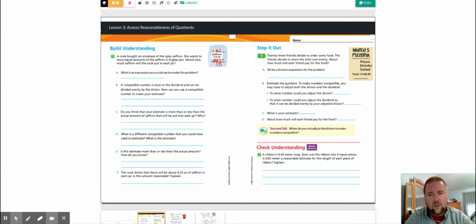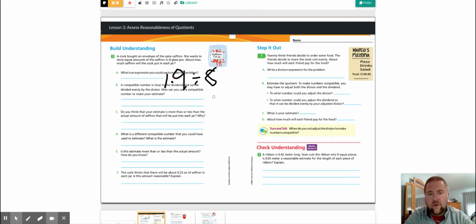All right, so problem number 1, it says a cook bought an envelope of the spice saffron. She wants to store equal amounts of the saffron in 8 glass jars. About how much saffron will the cook put in each jar? So obviously we have 1 9/10 ounces, and we're dividing that up amongst the 8 jars. So what's the expression we could use to model this? I can't fit it in there, but I'm going to tell you it'd be 1 9/10 divided by 8.